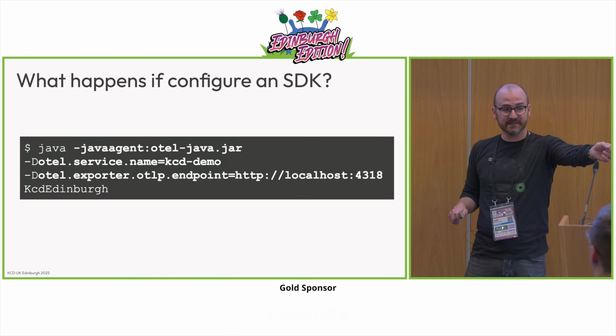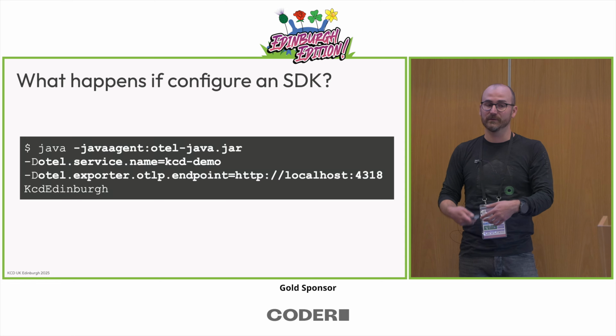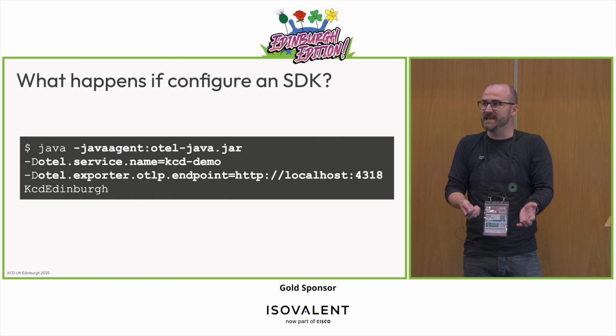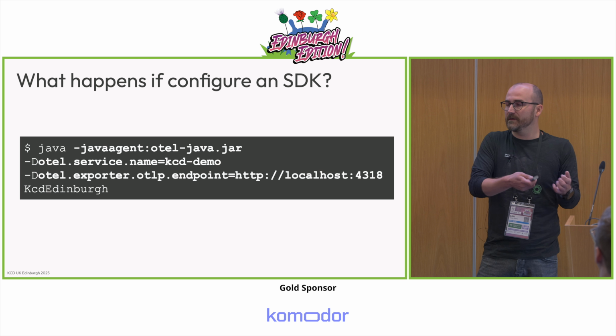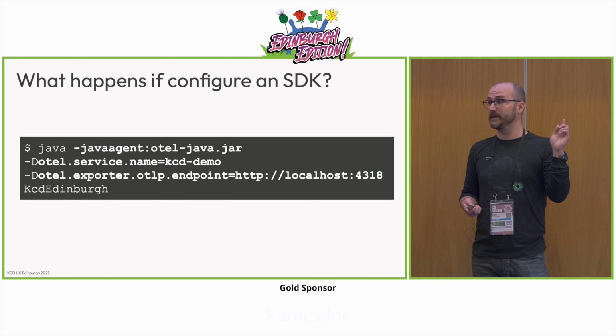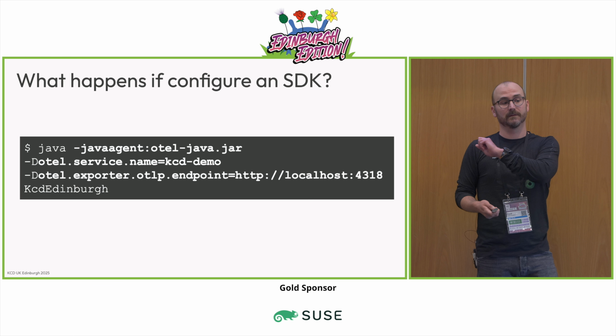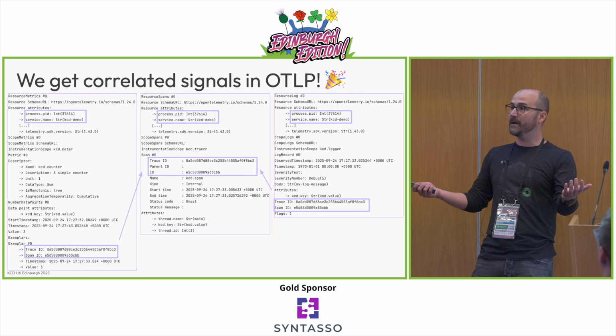So I'm going to run this, but this time I'm going to use the OTel Java agent, which initializes the SDK. You can do that in code, or you can use the agent that uses the auto-configure API. And you can give it a service name. We'll give it KCD demo, and this time I'll give it an OTLP endpoint that will point to a local collector that I'm running. And then we get correlated signals.